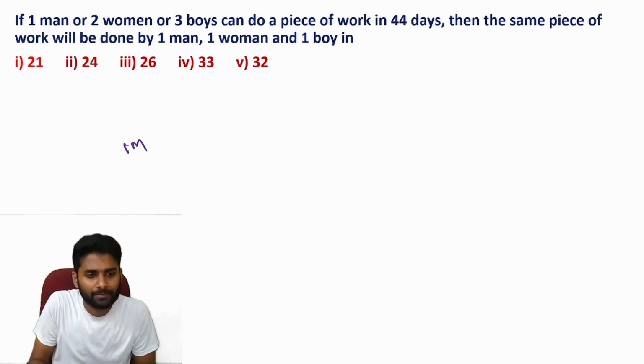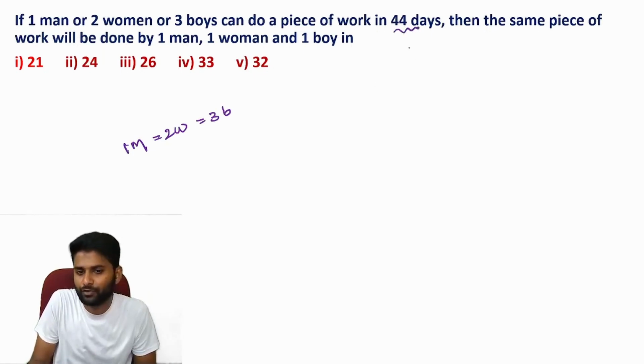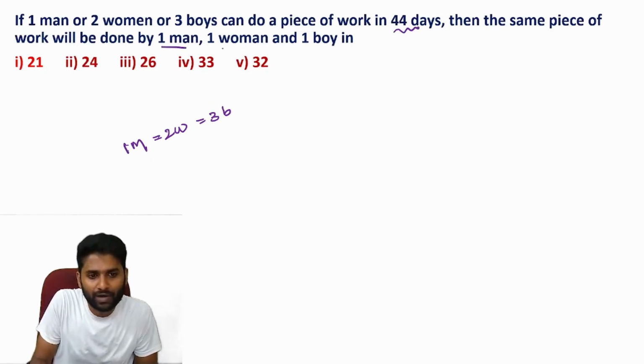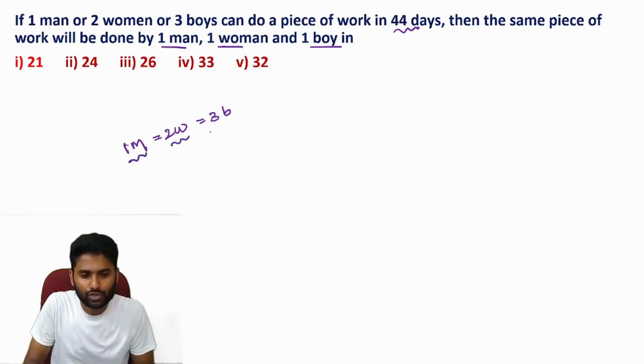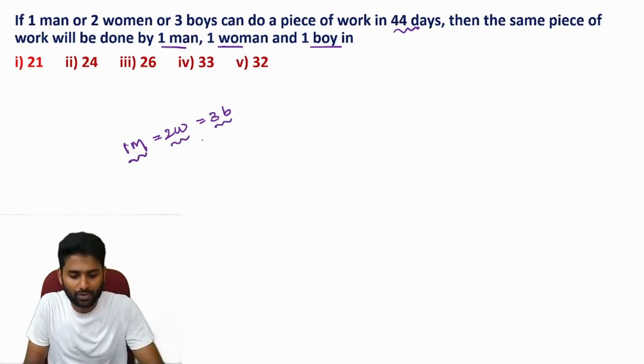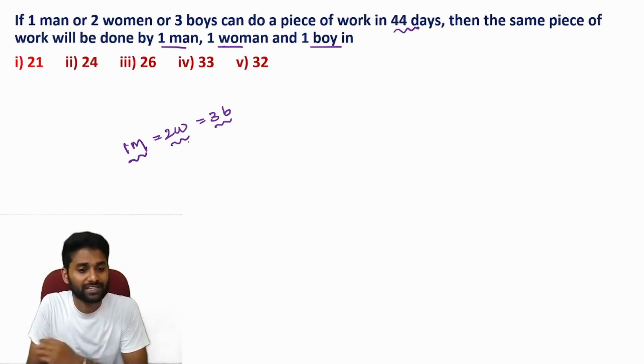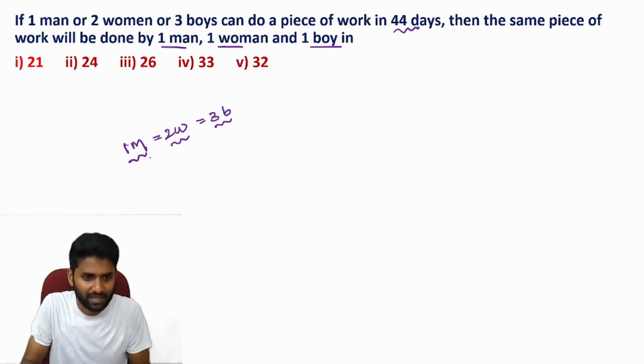If one man or two women or three boys can do the piece of work in 44 days, then the same piece of work will be done by one man, one woman, one boy in how many days? Now, guys, one man's work is exactly equal to two women's work, which is equal to three boys'. First, you have to identify the efficiency. Guys, see here the ratio of men, women, and boys.